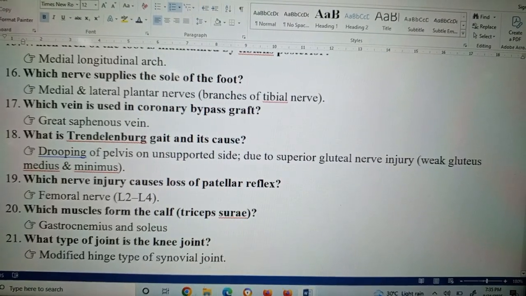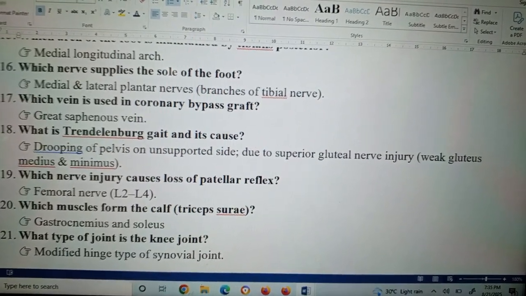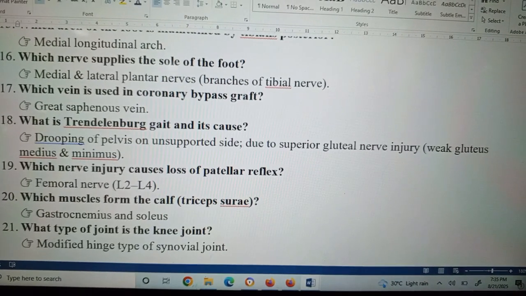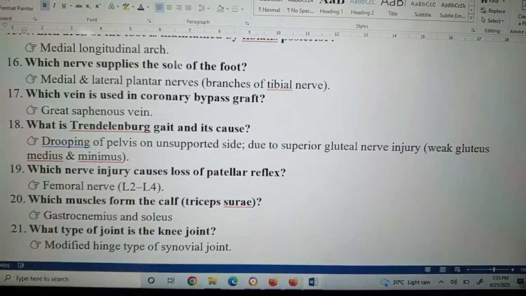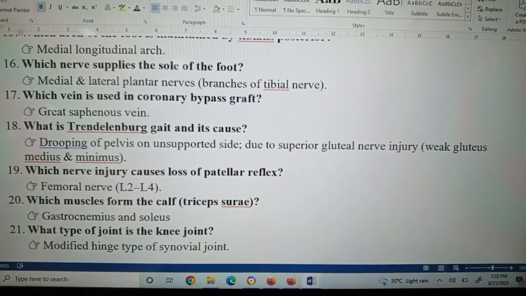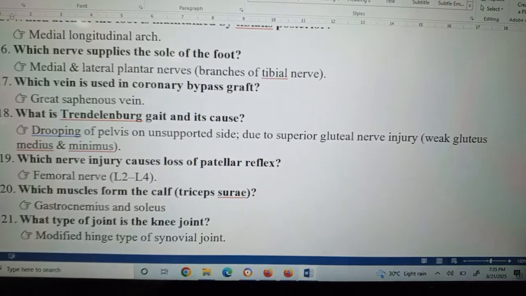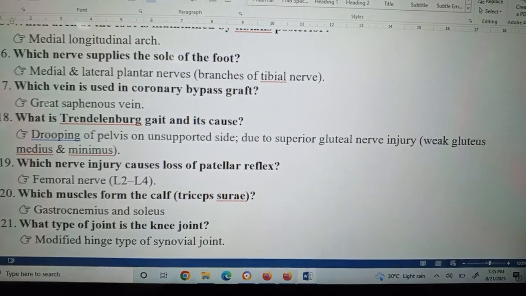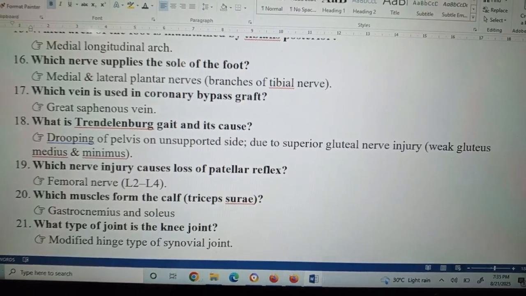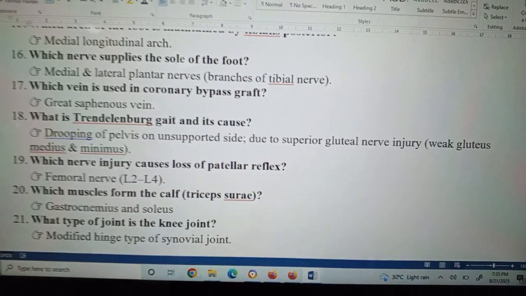What is Trendelenburg gait and its cause? It is basically the drooping of the pelvis on the unsupported side due to damage to the superior gluteal nerve. Superior gluteal nerve supplies which muscles? Gluteus medius and minimus. So there is weakening or wasting of the gluteus medius and minimus muscles.